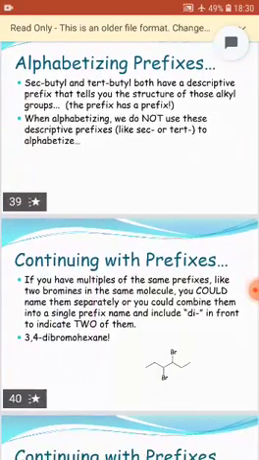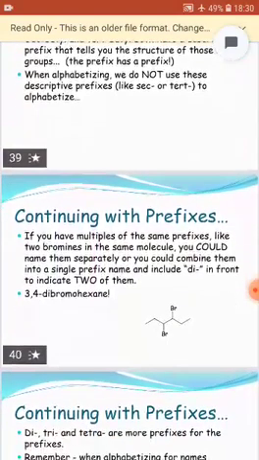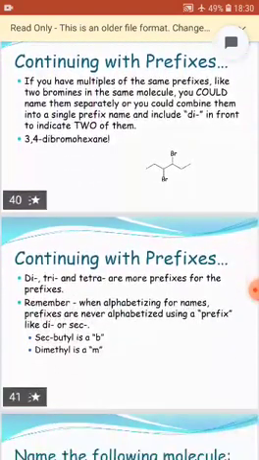If you have multiple of the same prefix, like 2 bromines in the same molecule, you could name them separately or you could combine them into a single prefix name and include di in front to indicate 2 of them, as in 2,4-dibromohexane. Di, tri and tetra are more prefixes for the prefix.